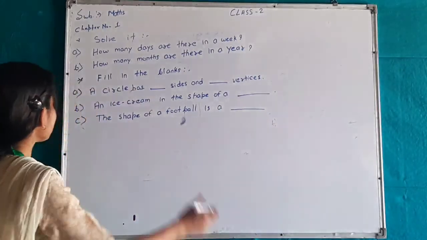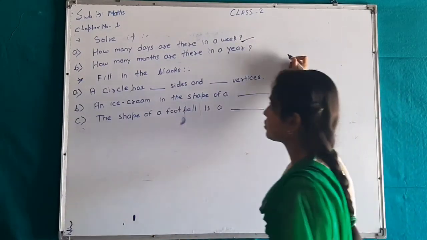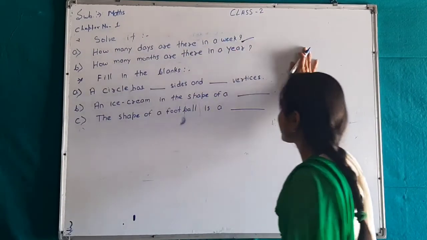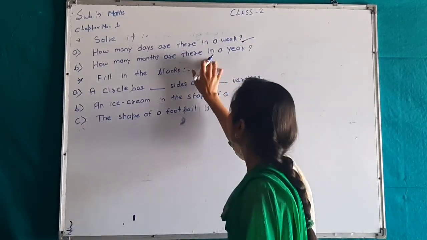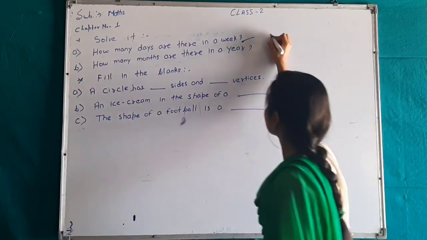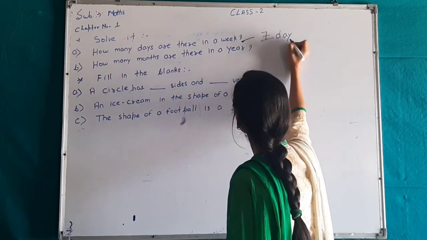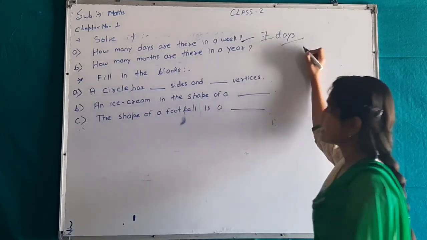And your next question is how many days are there in a week? Means how many days are there in one week? We all know that there are 7 days in a week. The answer is 7 days.